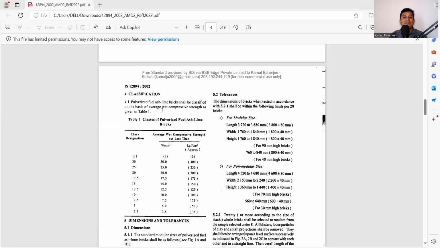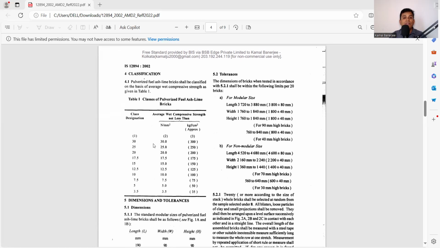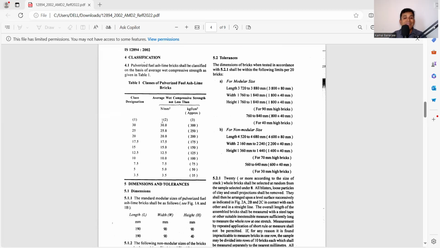Pulverized fuel ash lime bricks shall be classified on the basis of average compressive strength as given in Table 1. So clause 4 is mentioning the classification. What will be the classification? You can see here the class designation from 3.5 to 30. The Newton per millimeter square is the compressive strength that we are getting, from 3.5 to 30, and it will be the class designation.